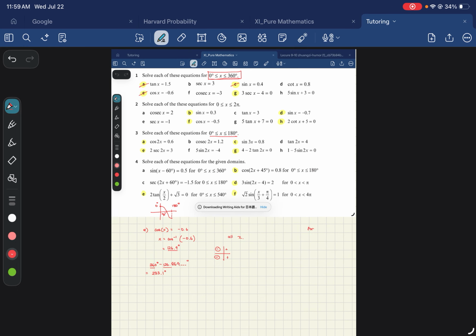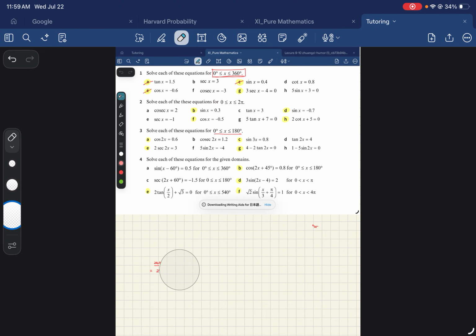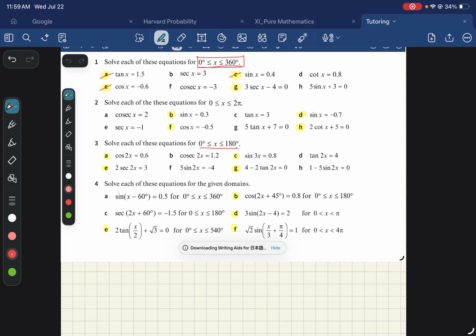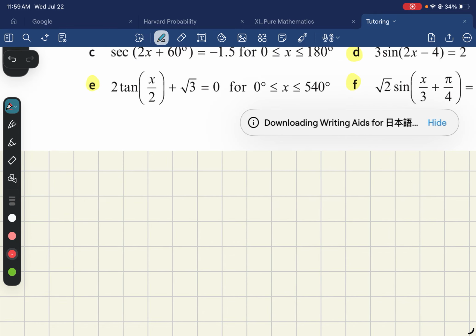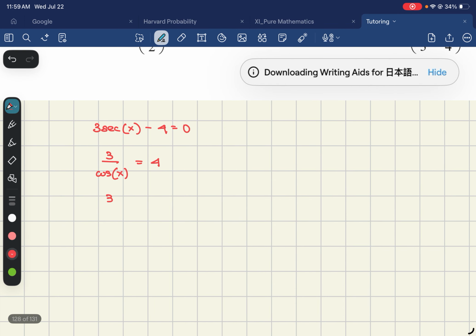And finally, we're going to do G. Another piece of advice is that always work in terms of sine, cos, and tan, because we know a lot about those functions. We usually don't work with secant, cosecant, and cot. So 3 secant x minus 4 is equal to 0. This is just 3 over cos x, because secant x is 1 over cos x, is equal to 4. Now let me multiply both sides by cos x.